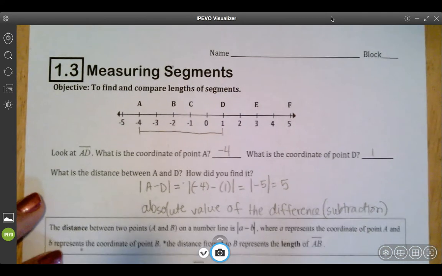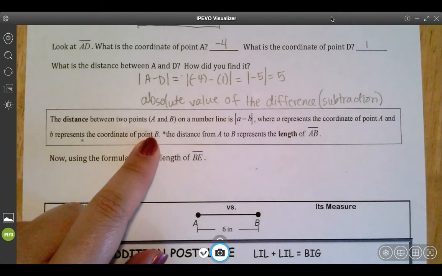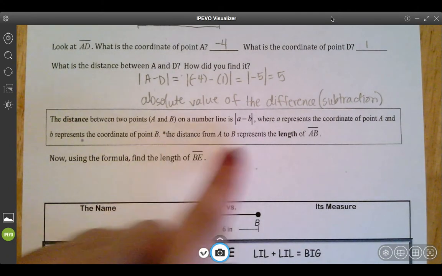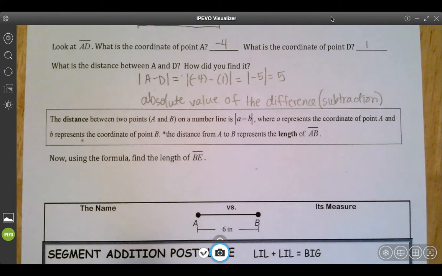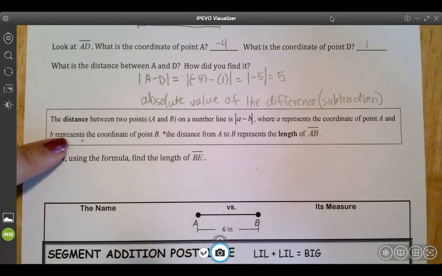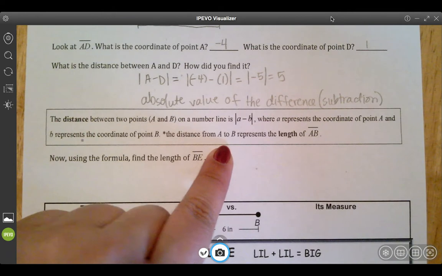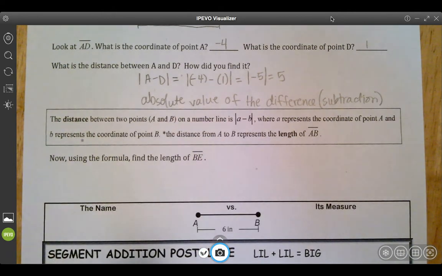We have a formal definition here. The distance between 2 points, A and B, any 2 points on the number line, is the absolute value of A minus B, where A represents the coordinate of point A and B represents the coordinate of point B. The distance from A to B is the length of the segment.